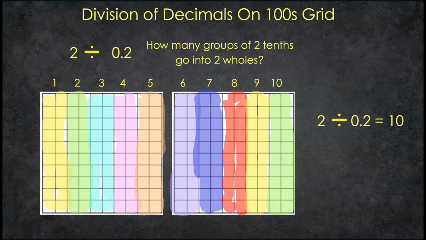So you can see how we ended up with a larger number because we're counting how many groups we were able to make when we split up 2 wholes into groups of 2/10. All right, so that's an example of where we take a whole number and we divide it by a decimal. Let's go ahead and look at one more example of that.